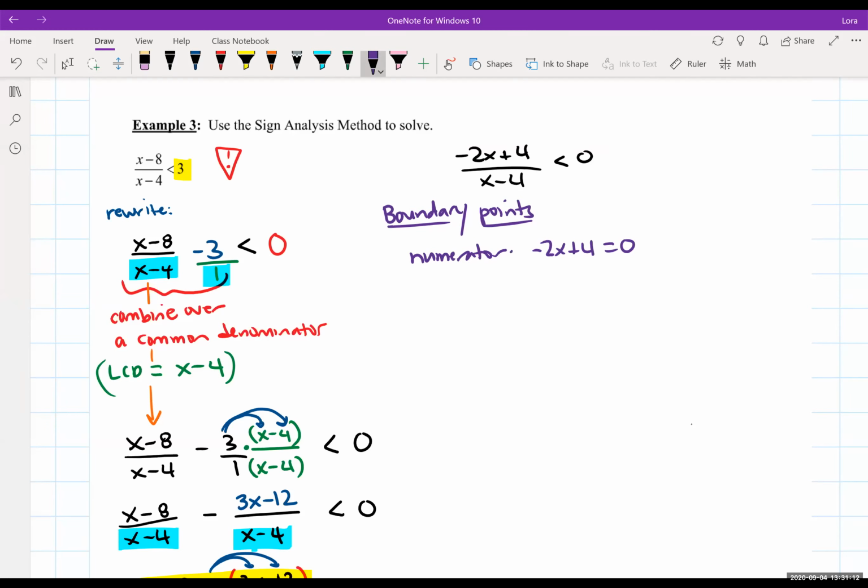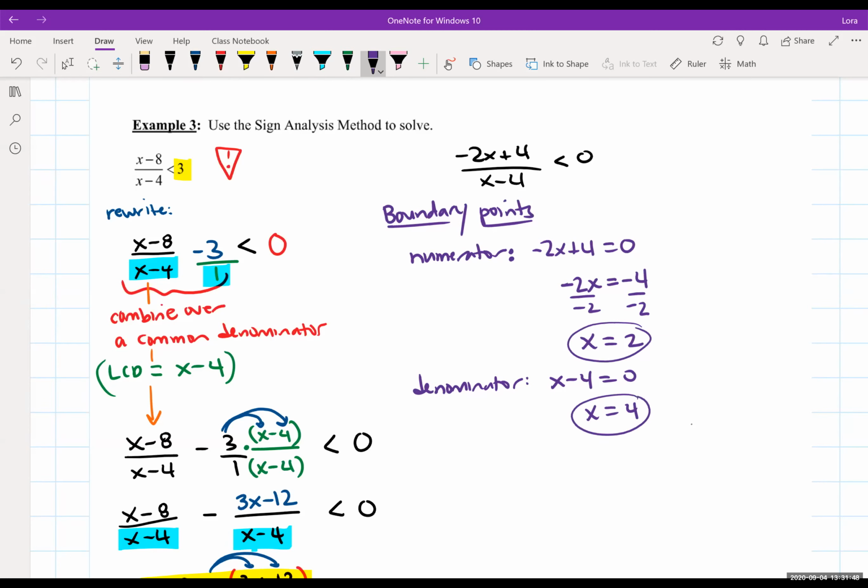And I'll use a colon here. So when we solve, I'll subtract the 4 on both sides. So I have negative 2x equals negative 4. And dividing both sides by negative 2, we should get x equals positive 2. So there's one boundary point to look at. And we'll also take care of the denominator. So same idea. We'll set this denominator equal to 0 and solve for x. So that's going to give us x equals positive 4. So that's the idea in terms of where we're splitting up the number line.